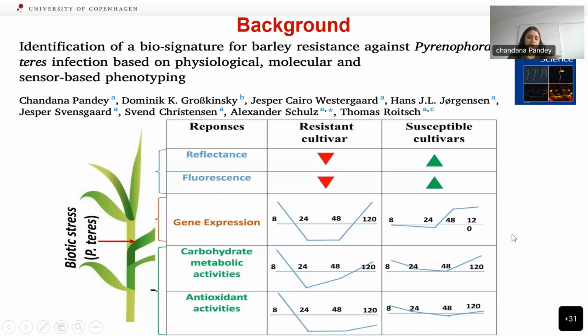Further, in this study, we also tested the temporal dynamics, how the physiological responses change over a period of time, starting from 8 hours after inoculation of the pathogen to 120 hours after inoculation. And it's very interesting to see how the responses and enzyme activity change from very early to late time points for the resistant and the susceptible cultivar. And finally, connecting these to the reflectance or fluorescence, that is the phenotyping.